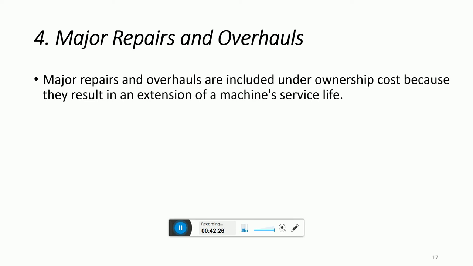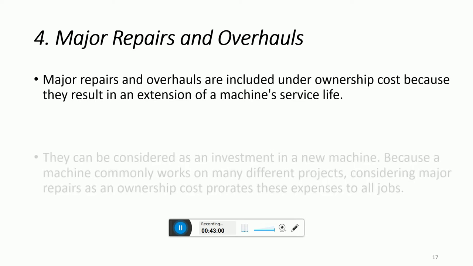Similarly, if we do not have overhauls or repairs of the machine, its service life can be decreased. So they can be considered as an investment in a new machine, because a machine commonly works on many different projects. It is working on various projects. Considering major repairs as an ownership cost prorates these expenses to all jobs. These costs should be added to the basis of the machine and depreciated.